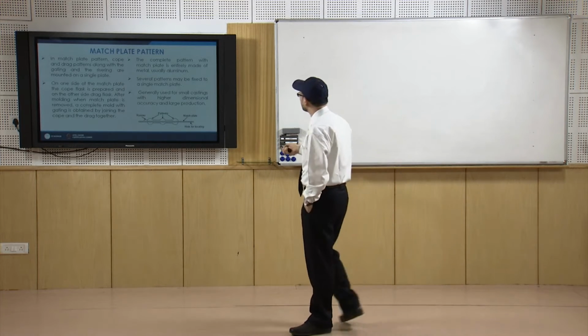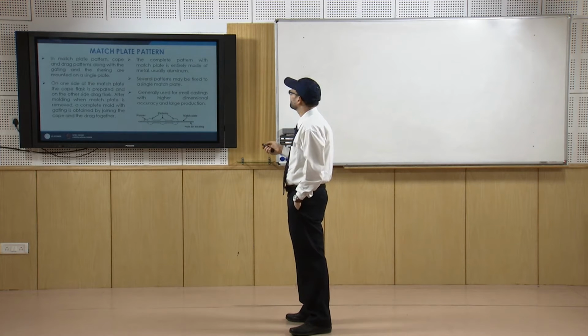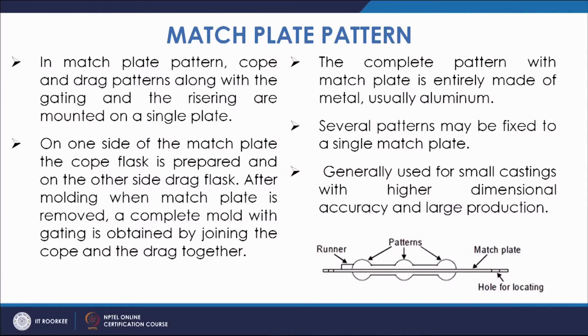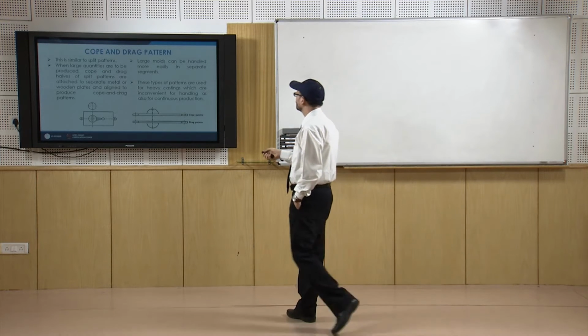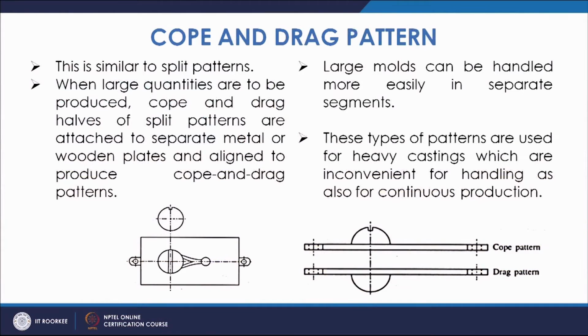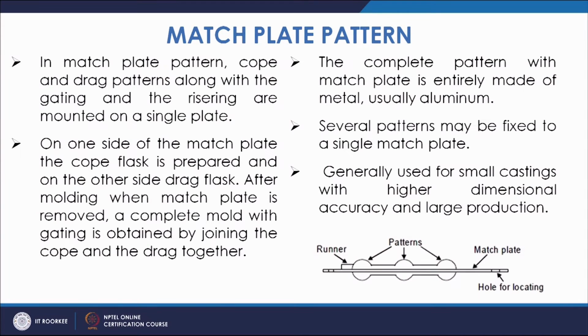So, the only difference between the match plate pattern and the cope and drag pattern is that in the cope and drag pattern you use separate pattern plates, where one plate is used for making the cope pattern, another is used for the drag pattern. In the case of match plate pattern, you have the same match plate which is used for making the pattern for both the halves, cope as well as drag.